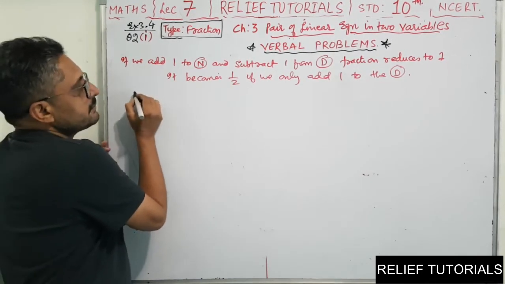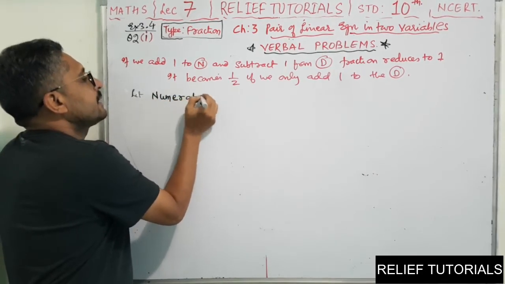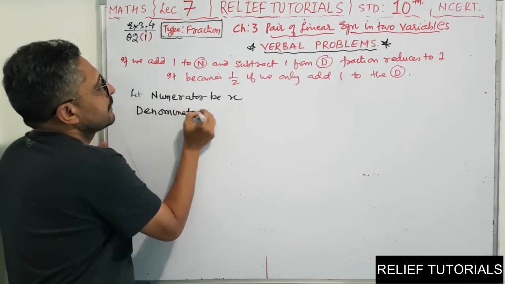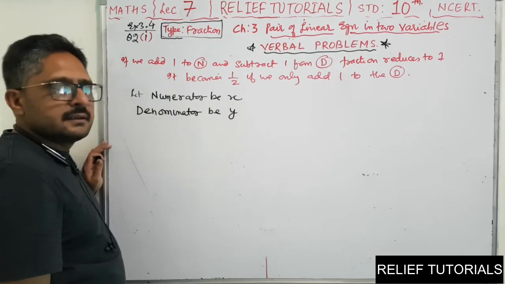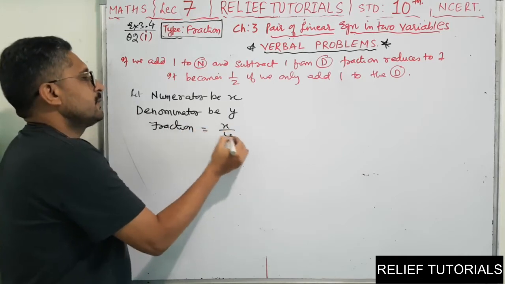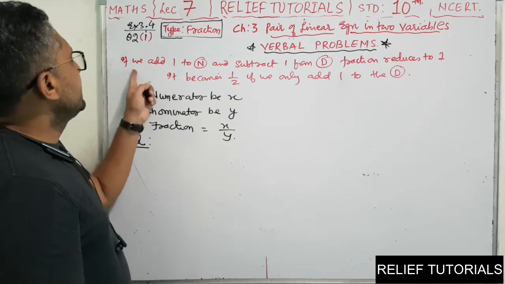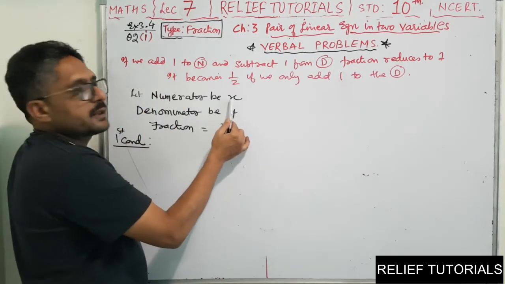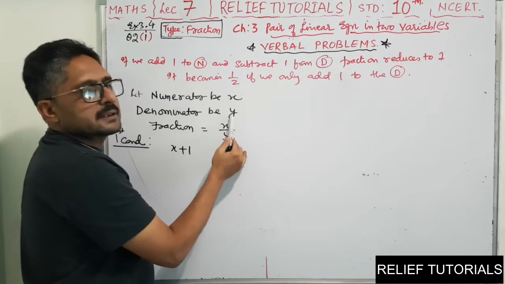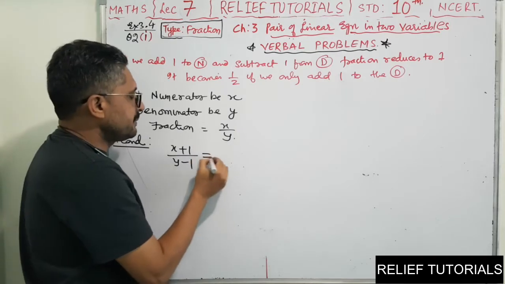What is that? See now. Let same thing. Let numerator be x, denominator be y. Now what is the first condition? Therefore, the fraction is x upon y. Now first condition. See what it says. If we add 1 to the numerator, numerator is x, so you are adding 1. So x plus 1. And subtract 1 from denominator. So that is y minus 1. So the fraction will reduce to 1. So the fraction will become 1.